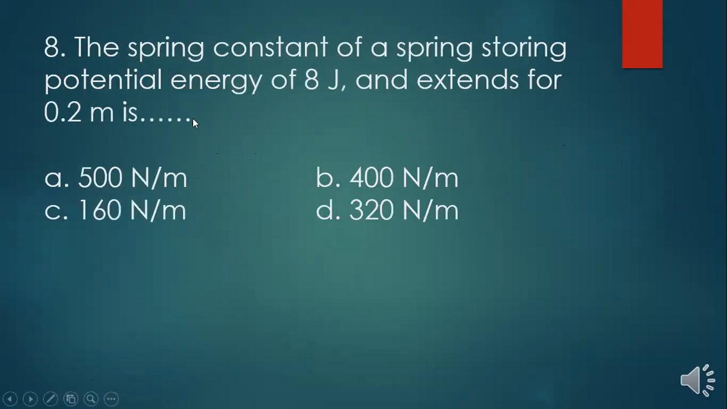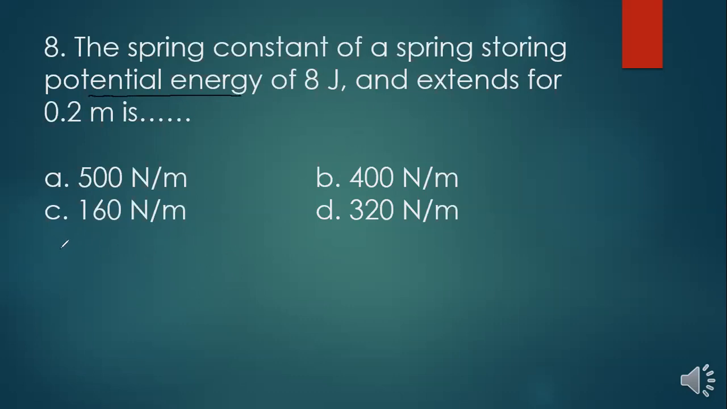Last question in this video, the spring constant of a spring storing potential energy of 8 joules and extends for 0.2 meter would be, right? Now here, as you can see, there are some givens that are given to you, and all you need to do is to rearrange and to deduce or guess what formula you should use, right? So here we have potential energy stored. So this is discussing the elastic potential energy, right?